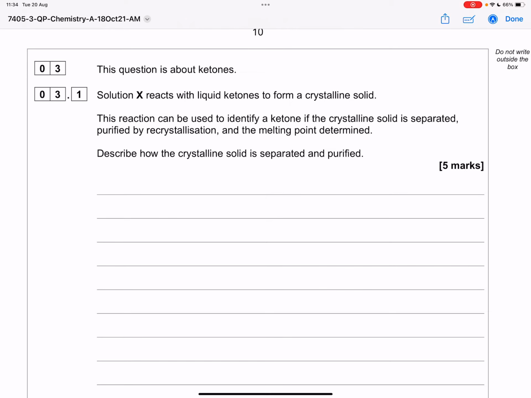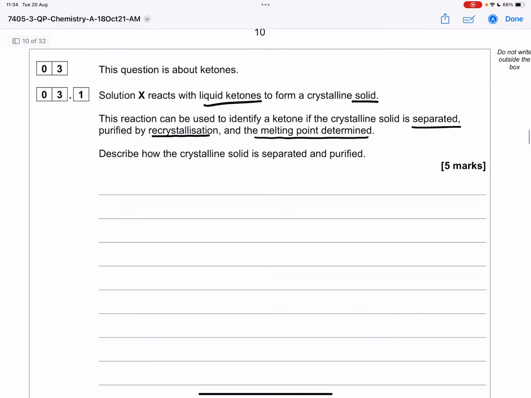This question is about ketones. Solution X reacts with liquid ketones to form a crystalline solid. The reaction can be used to identify a ketone if the crystalline solid is separated from our liquid mixture, purified by recrystallization, and the melting point determined. Describe how it is separated and purified. So we don't have to describe the melting point part.